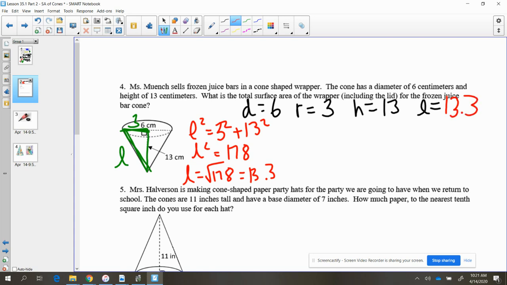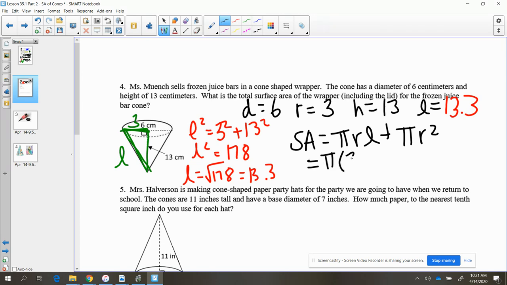And then again from there, our total surface area is going to be that lateral area, pi r L, plus pi r squared. So pi times the radius, which was 3, times the slant height, which is 13.3, plus pi times the radius squared, 3 squared. Type all of this in.